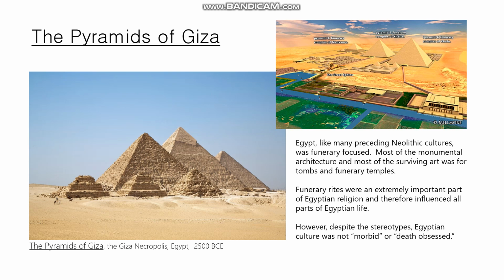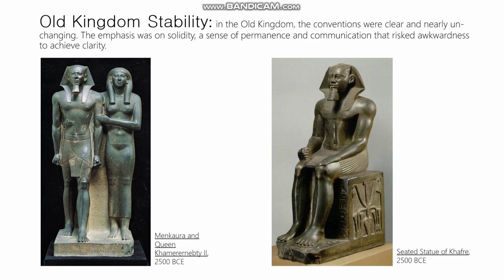So with the founding of a unified Egypt, we have the beginning of what we call Old Kingdom Egypt. Ancient Egyptian history is divided into three main periods: Old Kingdom, Middle Kingdom, and New Kingdom. And Old Kingdom lasted a really, really long time. We're getting close to the end, so I'm going to wrap it up here.